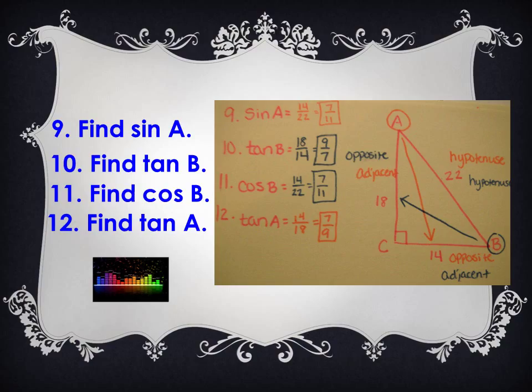In number 12, you are to find tangent, which is opposite over adjacent of angle A. The opposite side of angle A is 14 and the adjacent side of A is 18. This reduces down to 7 over 9.